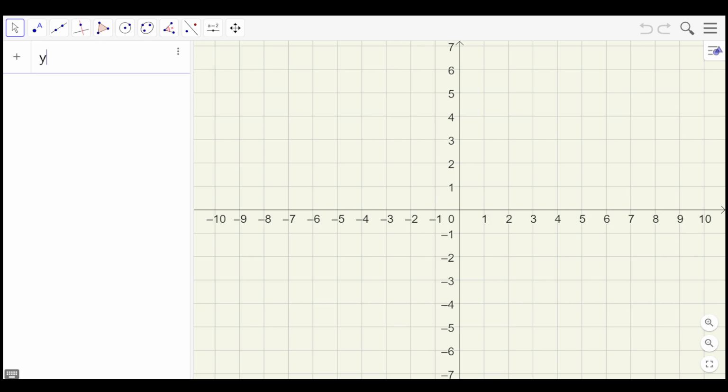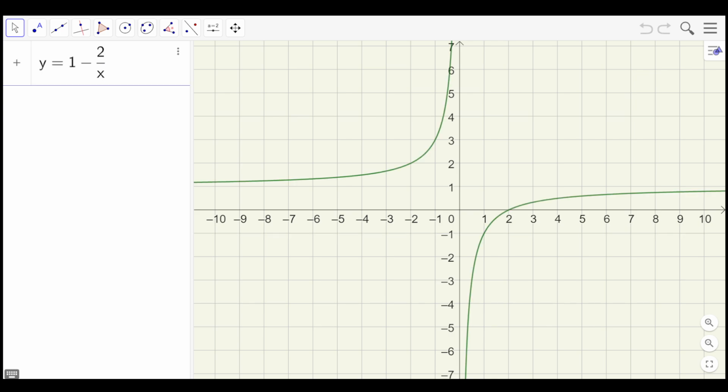I would type here y equals what? 1 minus 2 over x. So as I predicted, there are 2 branches for this function, but together it is the graph of one function. And then I will ask GeoGebra to draw this.